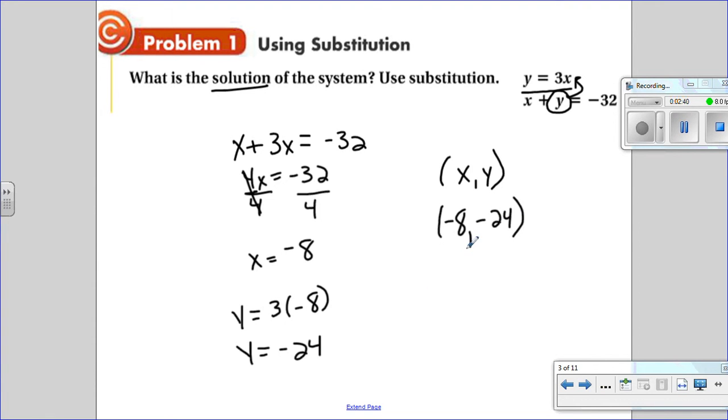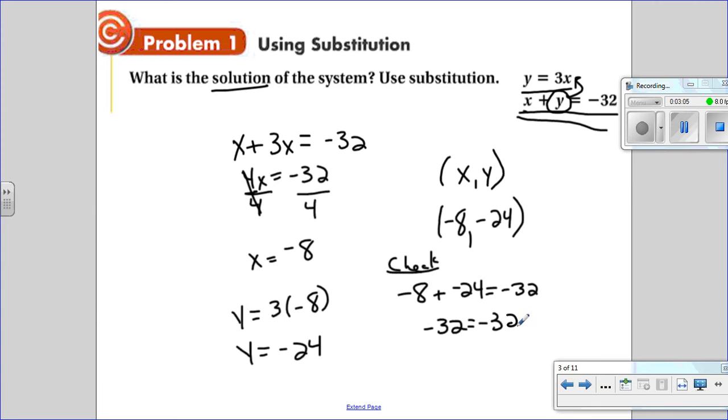Now, to check this, to make sure that this works, you plug these two numbers into either equation. So if we plug it into this one right here, replace x with negative 8. So this is our checking. And I replace the y with negative 24. Negative 8 plus negative 24 is negative 32. And what do you know? It's the same, so that means we did it right.